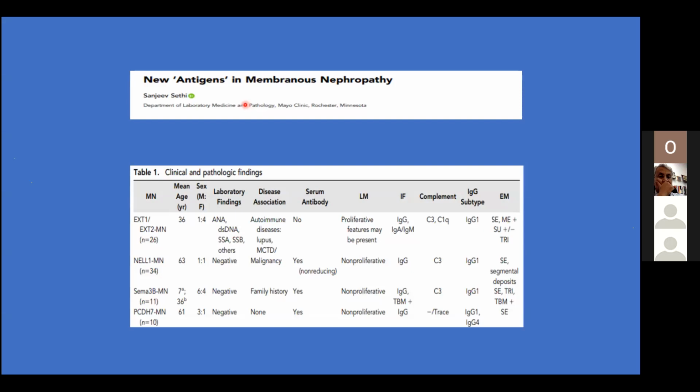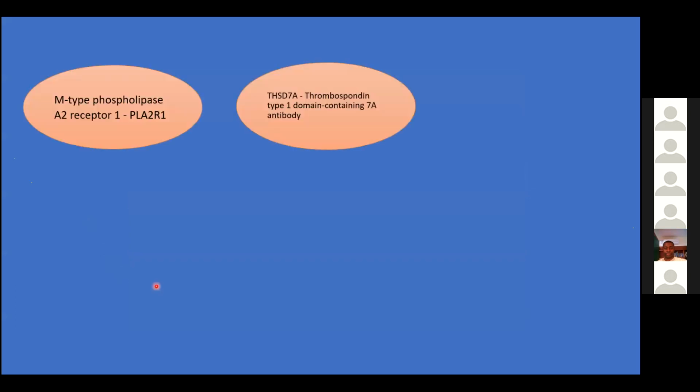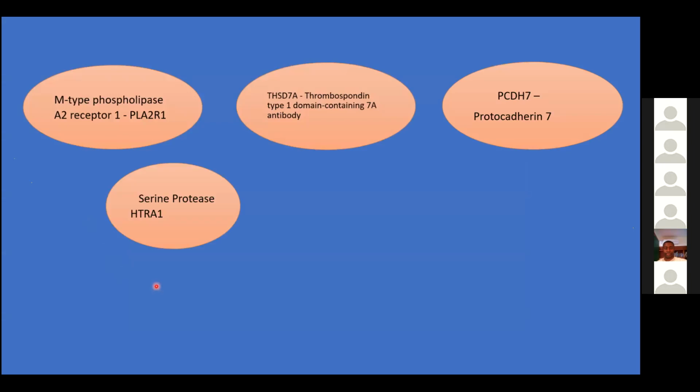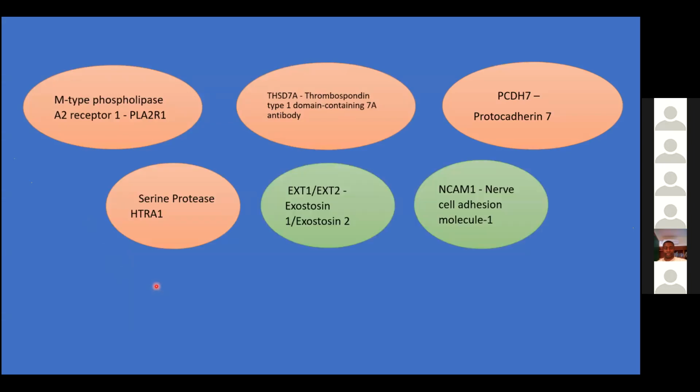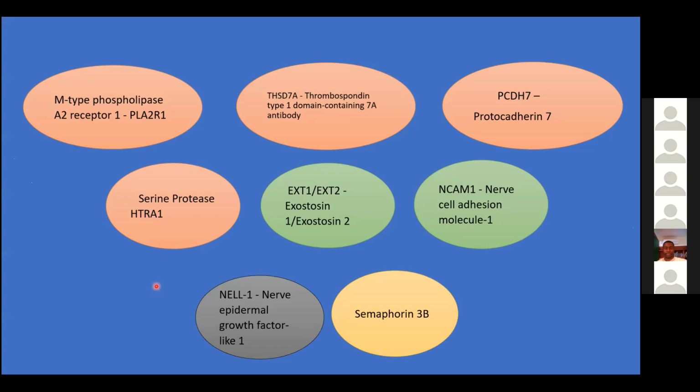So we can see the exostosin 1 and 2, NELL1 membranous nephropathy, semaphorin 3B related membranous nephropathy, and protocadherin 7 membranous nephropathy. Okay, so we'll see the salient features of each one by one. So these are the different antigens: NELL1, protocadherin 7, serine protease HTRA1, exostosin 1 and 2, neural cell adhesion molecule, and neural epidermal growth factor like 1 molecule, and semaphorin 3B recently.